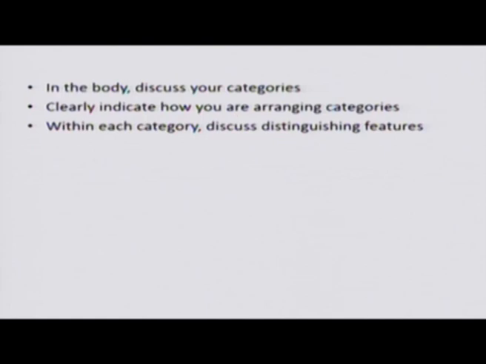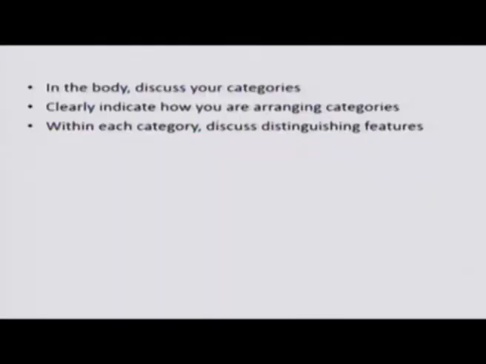Then clearly indicate how you are arranging categories. Say, in this classification example about friends, how are you going to discuss each of those categories? You need to have some scheme. Say maybe you start with childhood. So, you move chronologically. People who are friends with you since childhood, and then people who became your friends when you entered college, and then people at the workplace, and then friends on social media.